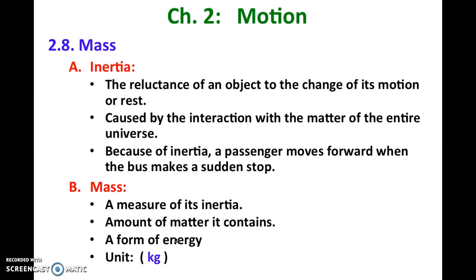In physics, we usually define mass as a measure of inertia. Usually we say that mass is the amount of matter that an object contains. The more matter an object contains, the more mass it has. According to Einstein's mass-energy formula, mass is a form of energy. Atomic energy is converted from mass. We will learn this in more detail in chapter 8. In chapters 8 and 9, the unit of mass is kilogram.